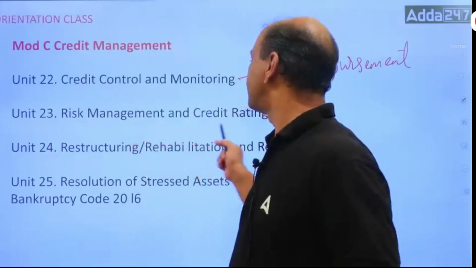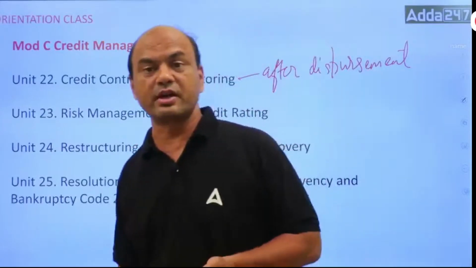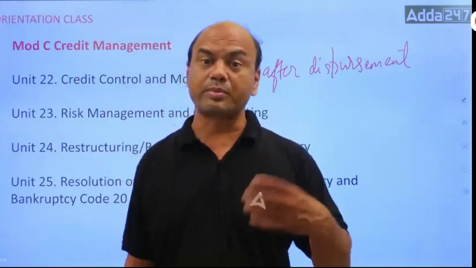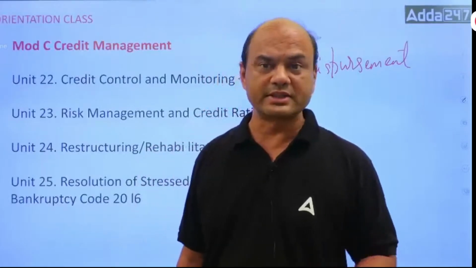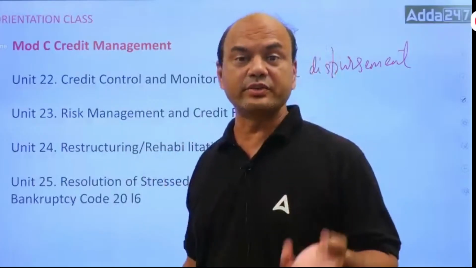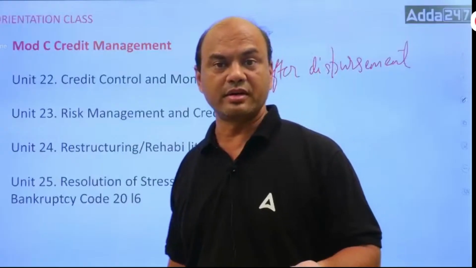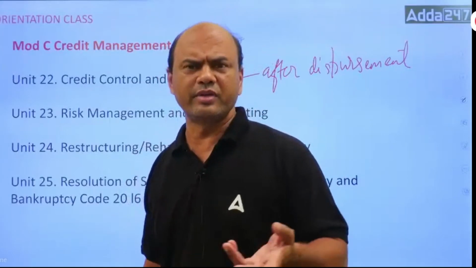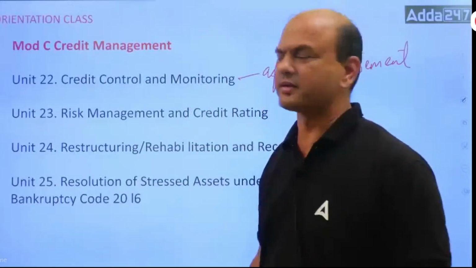Then risk management and credit rating. How to give the credit rating? What are the agencies which give the credit rating? Now there are various agencies. For corporates, we have CRISIL, ICRA, right? Fitch, various agencies. They give the ratings. For CICs, credit information companies, we have CIBIL, CRIF Highmark, then Experian, right? And the last one is Equifax. Yes, four are there.